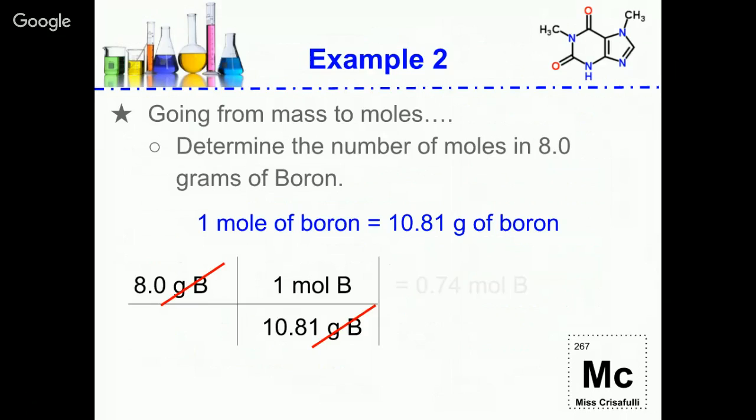Now when we type this into our calculator, we're going to put 8.0 times 1 divided by 10.81. Our answer needs to be in 2 significant figures, so we're going to round it to 0.74 moles of boron.